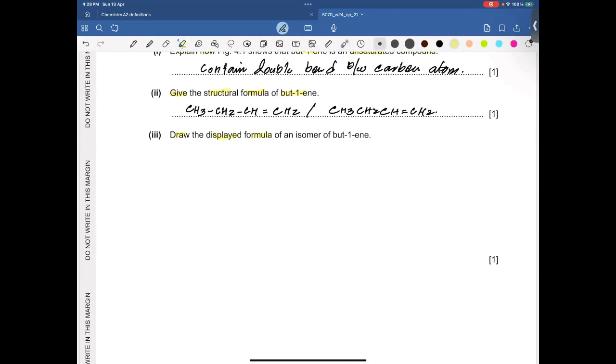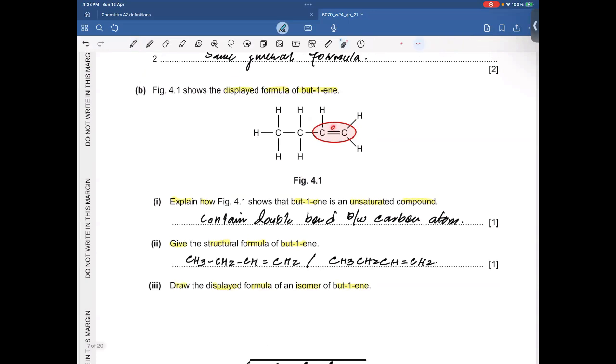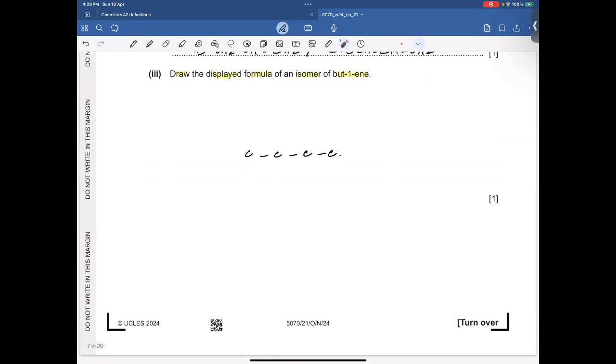Draw the displayed formula of an isomer of butene. Butene has multiple isomers, but the most common one is but-2-ene, which is also called 2-butene. If you remember, we have done that in class. So 1 carbon, 2nd carbon, 3rd carbon, and 4th carbon. See, मैं क्या करूंगा, मैं यहां से डबल बॉन्ड यहां शिफ्ट करूंगा और ये वाला जो हाइड्रोजन है इस कार्बन एटम पे शिफ्ट करूंगा. So if I arrange these things, the structure is going to be like this.